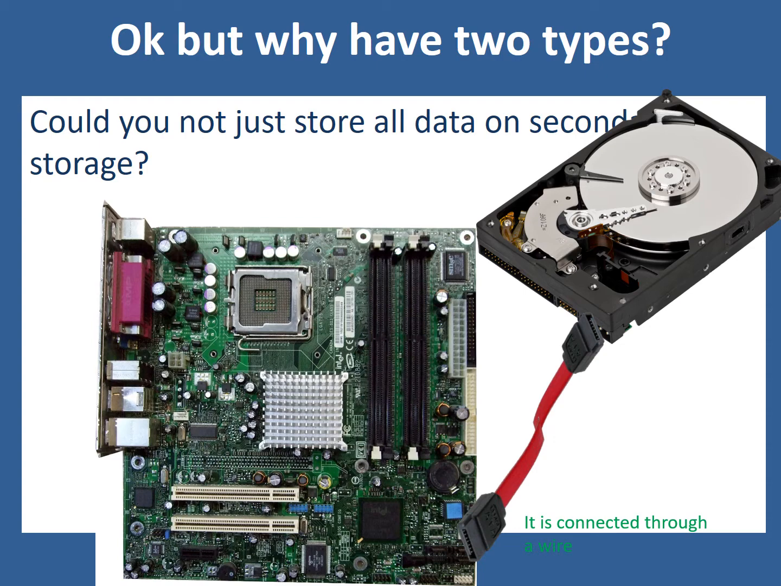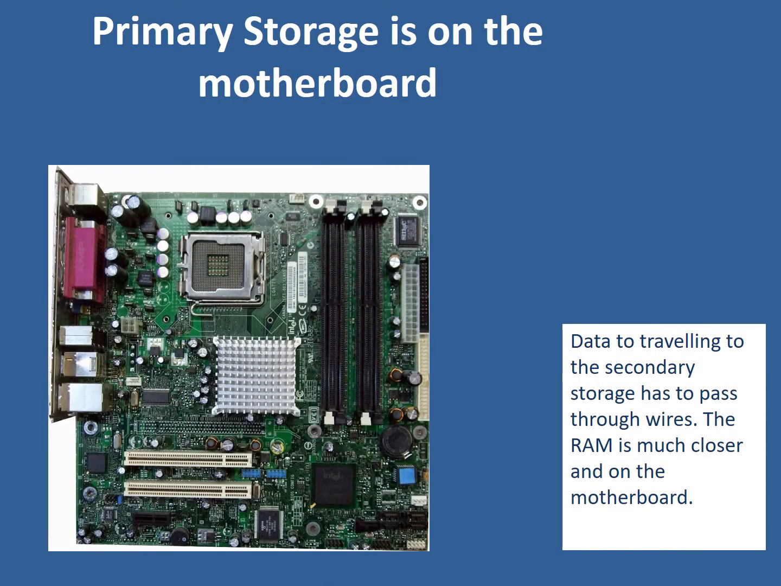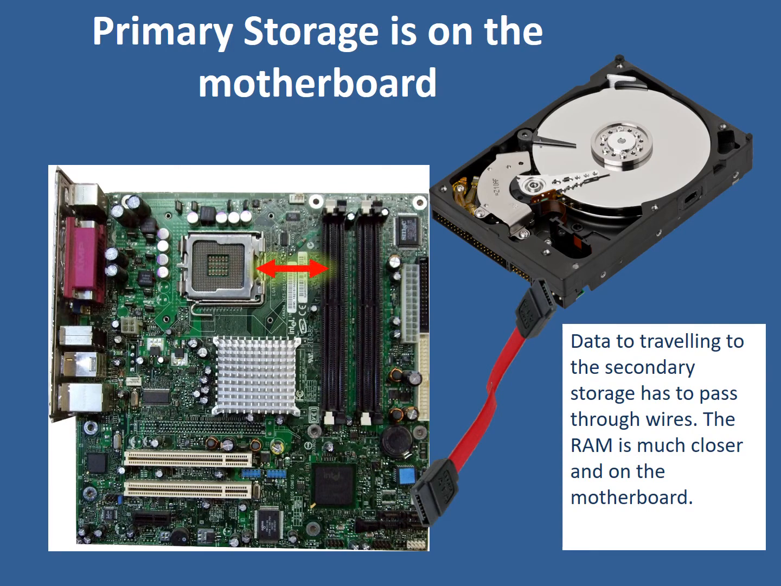So if we look at the diagram, you'll see a large hard drive. A hard drive is connected to the motherboard, which is the big green item in the centre, through a series of wires. RAM is actually located directly on the motherboard, and you can see two black long connection points on the right hand side of the motherboard where the RAM would go. So we find primary storage on the motherboard. It's close to the CPU. You can see the distance, it's not far at all.